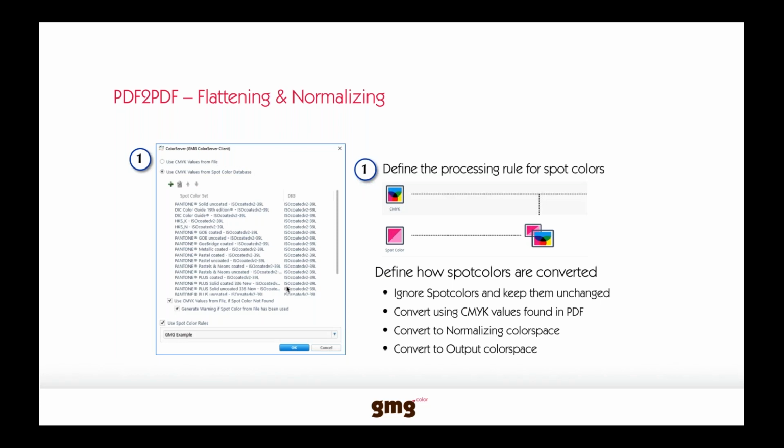Yes, and last but not least, we have the spot colors. So we are also able to work with the spot colors. In the color server, for example, you can define how to process the spot colors, or what the processing rule is for them. Do I have to ignore them and keep them unchanged, for example, or convert using CMYK values from the PDF or from a DB3 or from something else, so convert to a normalizing color space.